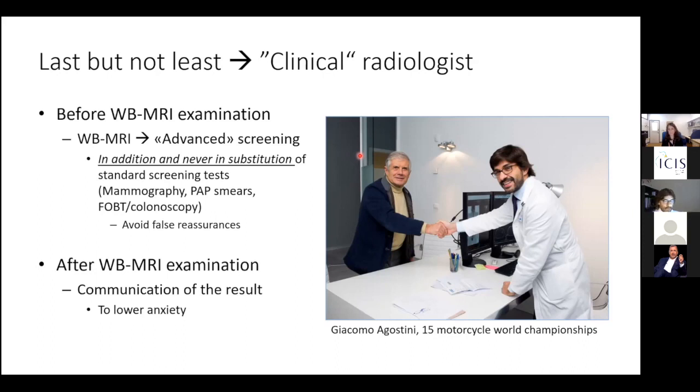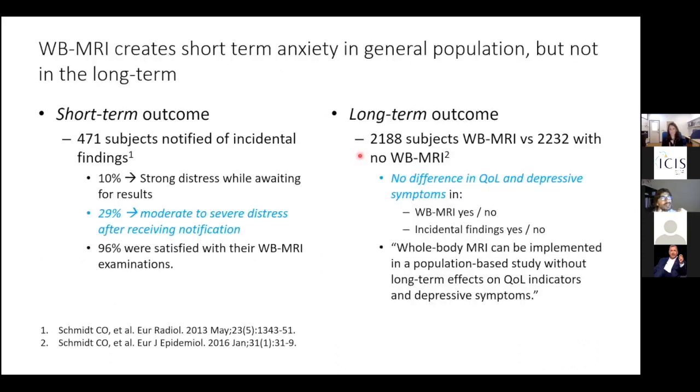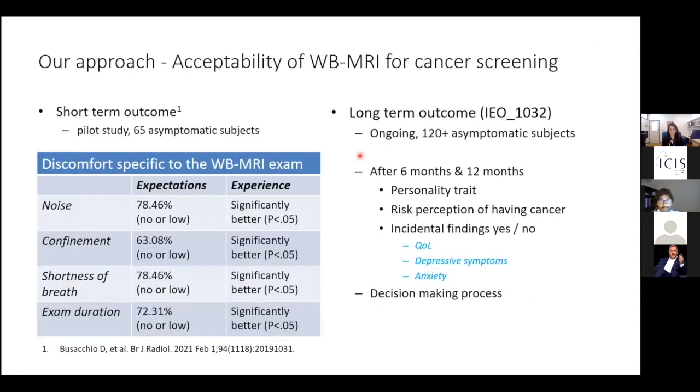to lower the anxiety of the subjects, because we know that anxiety is an issue of any screening, and in particular with whole body MRI. There have been publications on the topic showing that whole body MRI for cancer screening in the general population may increase short-term distress, although it has been demonstrated that the long-term outcome is not bad, and people who were screened with whole body MRI, compared with those screened without whole body MRI, showed no long-term distress effect because of MRI. And we're working on the topic.